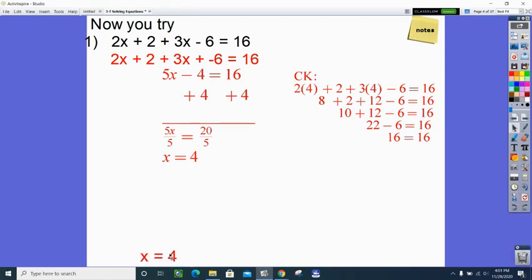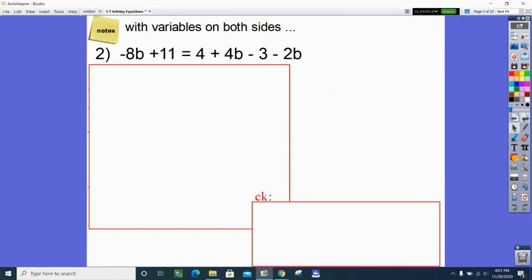So x equals 4. Okay, so this next one is going to kick it up a notch, where we're going to have not only like terms, but also a variable on both sides. So what I would like you to do right now is to look at the left and look at the right and see if you can combine like terms to start. Just that first step.